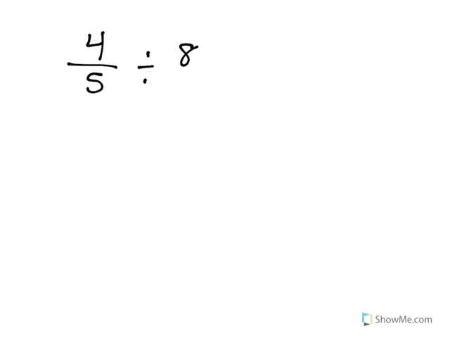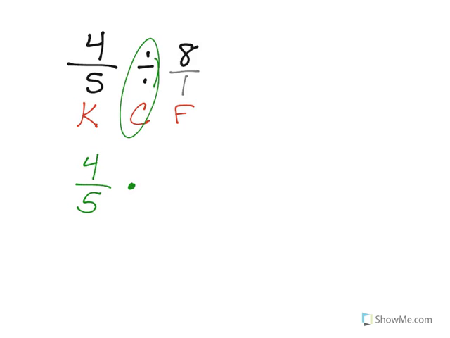4/5 divided by 8. As soon as you see that whole number, say, okay, I'm going to make it a fraction so I can divide fractions. And now we're going to do our keep, change, flip. I am a very visual learner, so I like to write things down to help me remember. So I'm going to keep my first fraction the same, change my division sign to multiplication, and flip to get the reciprocal. So the reciprocal of 8 over 1 is 1/8.